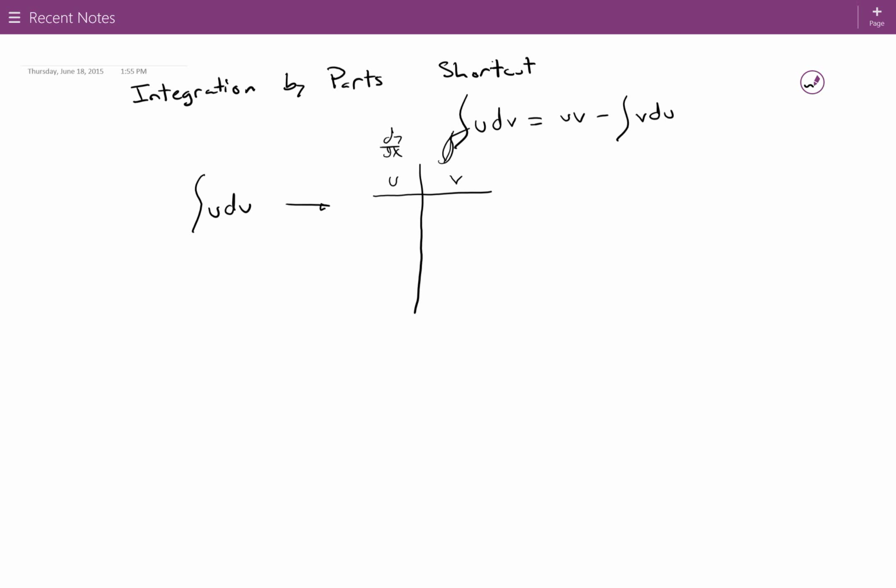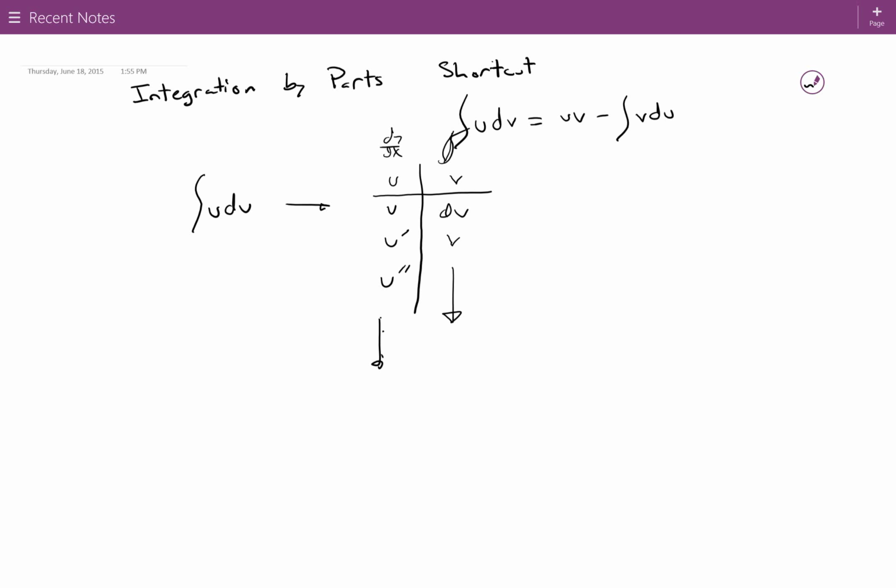So I'm going to say, we have u, and then we have u prime, and u double prime, and so on, arrow, and then we're going to have dv, then we're going to have v, and then we're going to have the integral of that. So yeah, you get the point. It'll be easier when I actually show you with an example.